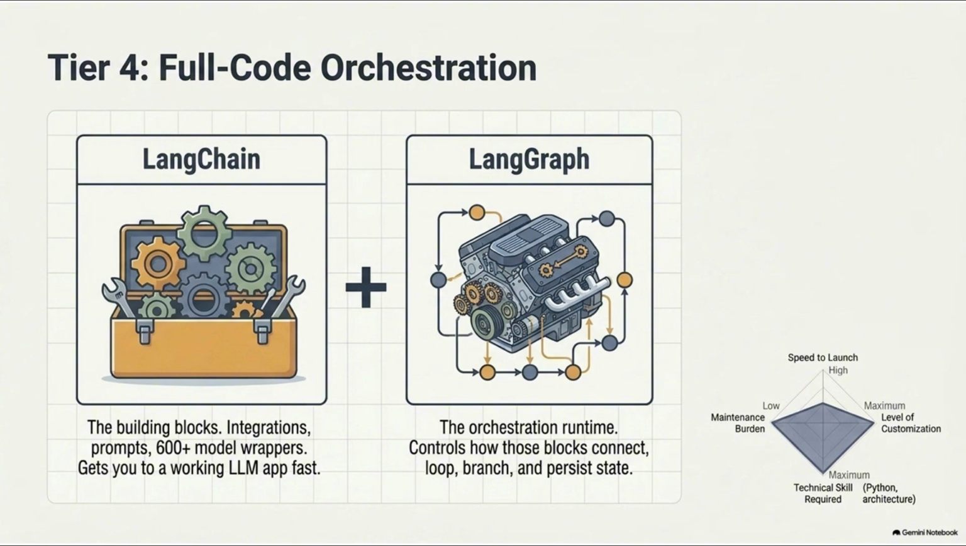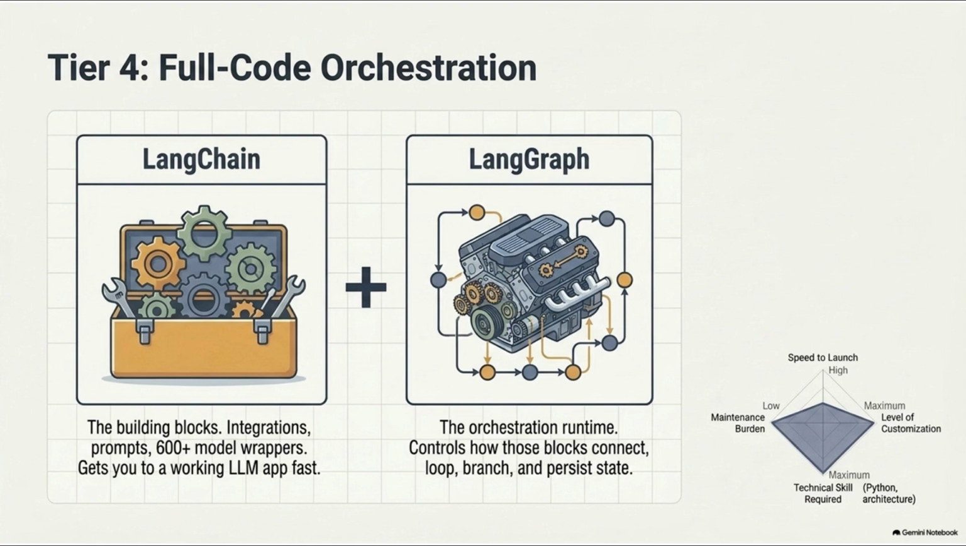Tier 4, full code. The far end of the spectrum. Maximum power, maximum control. Here, you write the agent's orchestration yourself in Python. Every decision it makes, every step it takes, every piece of memory it holds, all of it is yours to define, line by line. Two tools own this tier, and they work as a team. LangChain gives you the building blocks, the integrations to hundreds of models, the prompt templates, the tool definitions. It gets you from zero to a working AI app fast.